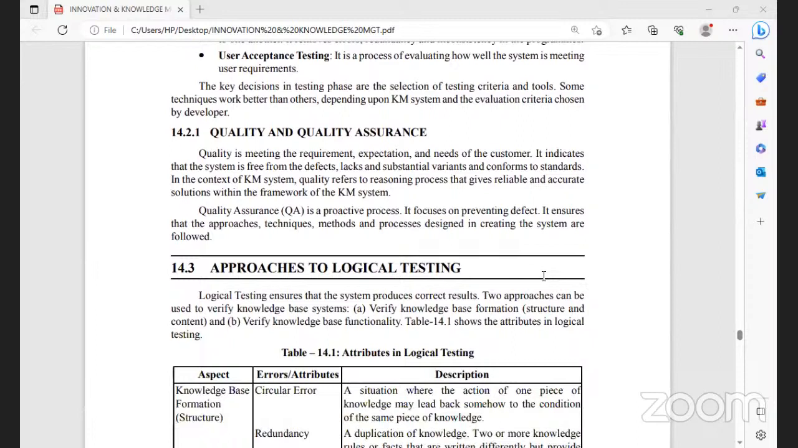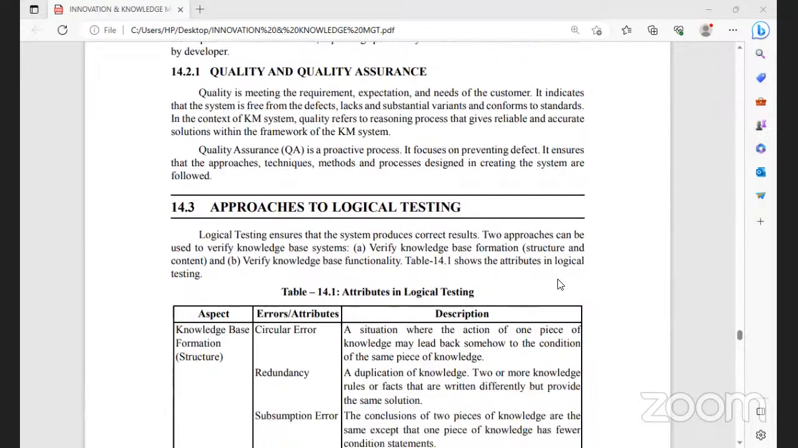Quality and quality assurance. Quality is meeting the requirements, expectations, and needs of the customer. It indicates that the system is free from defects, lacks, and substantial variance and conforms to standards. In the context of a knowledge management system, quality refers to a reasoning process that gives reliable and accurate solutions within the framework of the knowledge management system. Quality assurance is a proactive process. It focuses on preventing defects. It ensures that the approaches, techniques, methods, and processes designed in creating the system are followed.